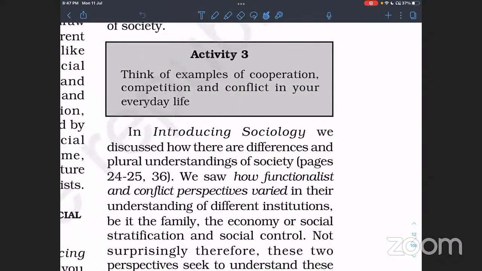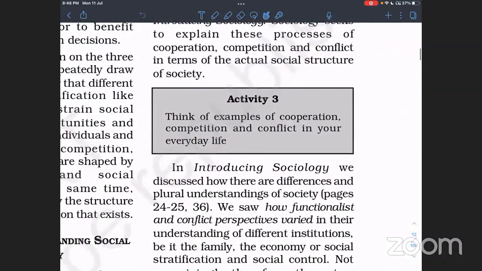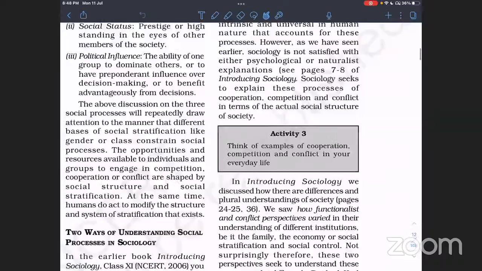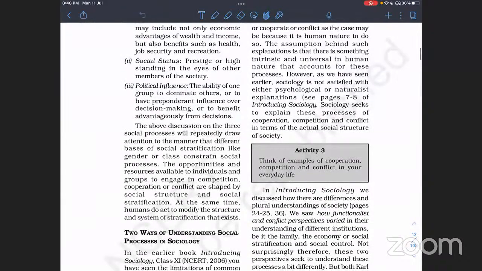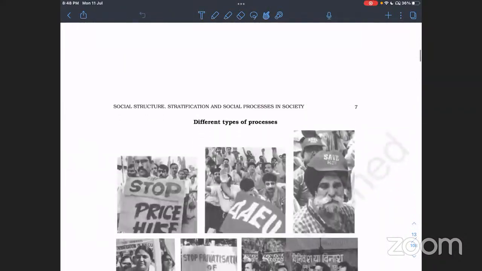Think of examples of cooperation. How different religions are cooperating with each other. How different religions are competing with each other. How different religions are in conflict with each other. Try to think of examples. How different castes are cooperating with each other. How different castes are competing with each other. How different castes have entered into conflict with each other. Think of examples and write them all in one book. And your maturity on this topic of social processes will further get enhanced.